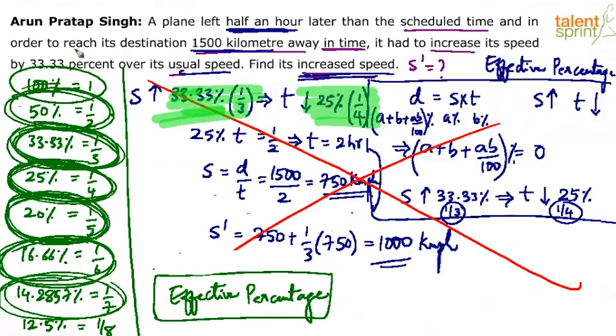So I know that speed increased by 33.33% in the question, which means time reduced by 25%. But time actually reduced by half an hour, so I can say 25% is equal to half an hour, which means total time is 2 hours. If the total time is 2 hours, the original speed will be 1500 by 2, which is 750 kilometers per hour. If the original speed is 750 kilometers per hour, the new speed will be 750 plus 33.33% of 750, which comes out to be 1000. So my answer is 1000. How much time? Less than 15 seconds. As simple as that.